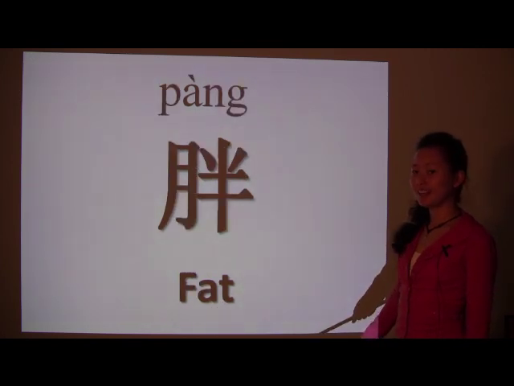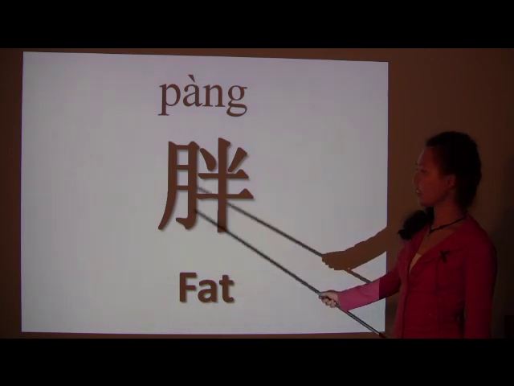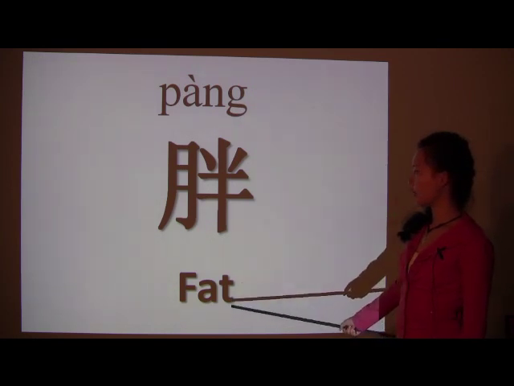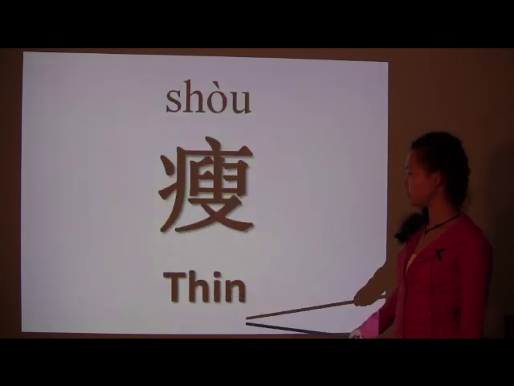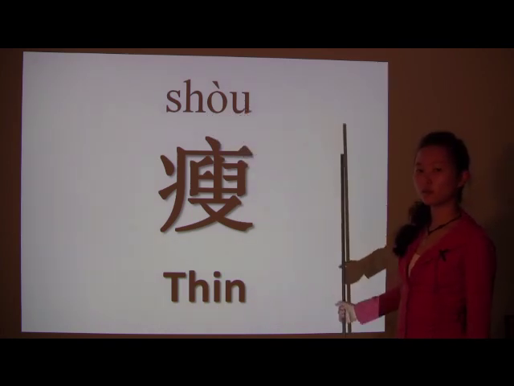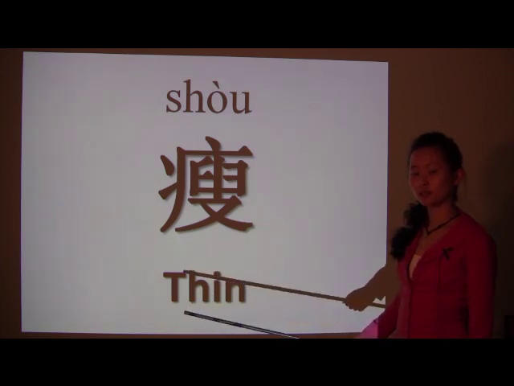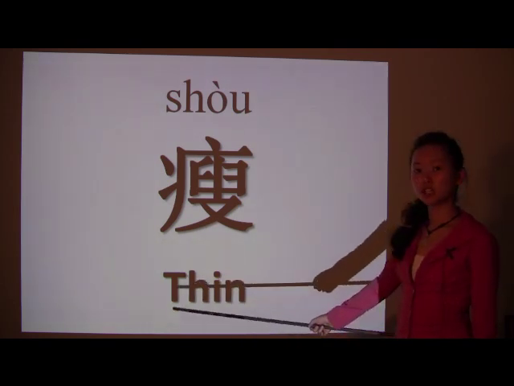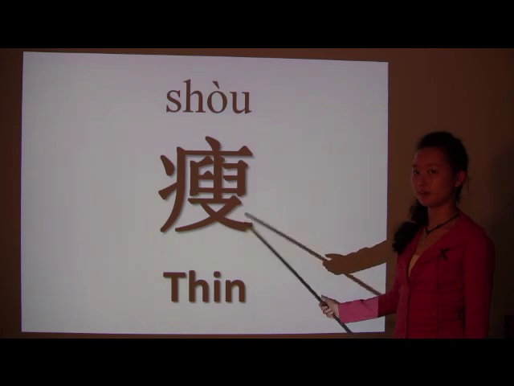And then this may not be nice, but are they chubbier or are they skinny? Fat is 胖, pong. And the opposite, thin. Shou, 瘦, for thin. So remember when we said, when you want to reply, you say this person is thin? Then in Chinese, you would say, 这个人长得瘦, for this person is thin.